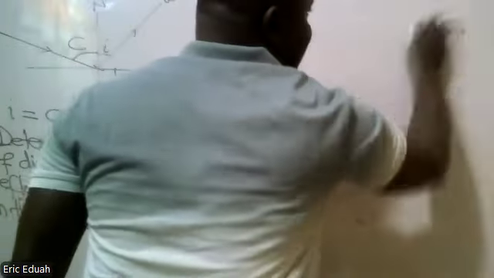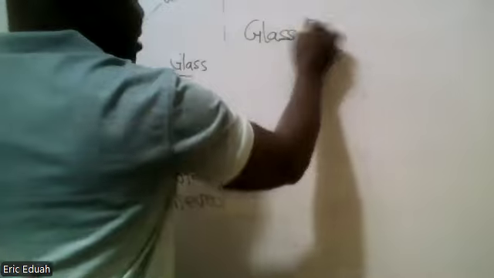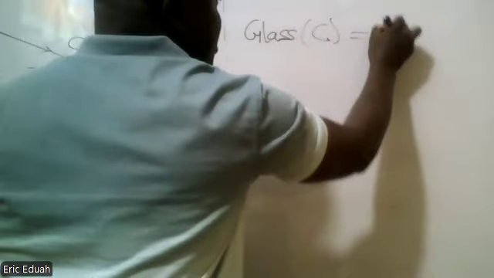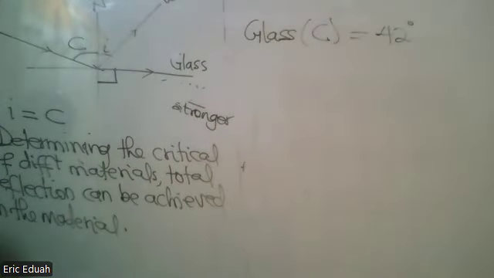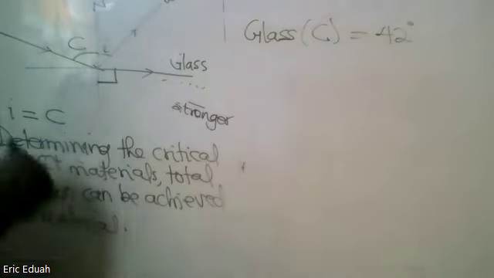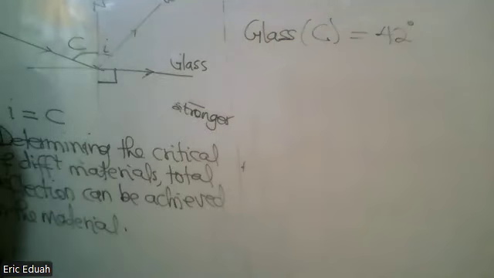Glass, for instance, has a critical angle of approximately 42 degrees. What it means is that when you send incident light in glass and you go to this angle, you will have the refracted ray lying on the boundary between the glass and air.